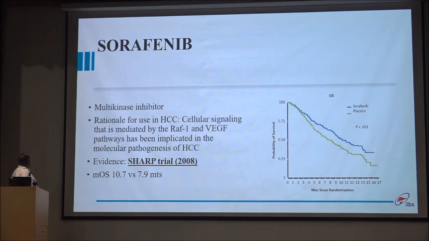So basically, sorafenib is a multi-kinase inhibitor, with rationale for use in HCC, as cellular signaling mediated by the RAF1 and VEGF pathway has been implicated in the molecular pathogenesis of HCC. This is called the SHARP trial, which was introduced in 2008. In this, median overall survival was 10.7 versus 7.9 months.